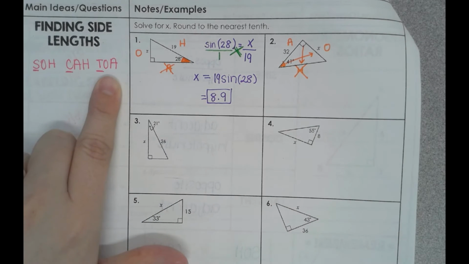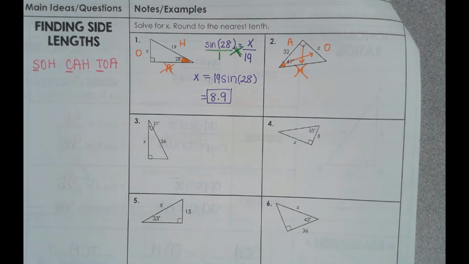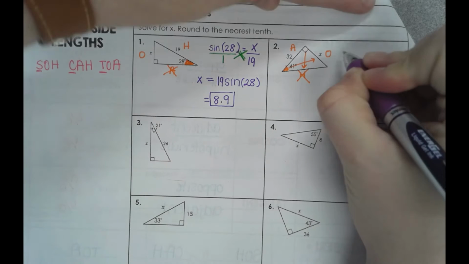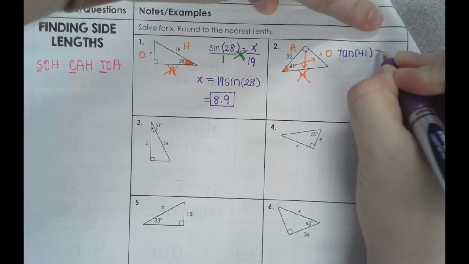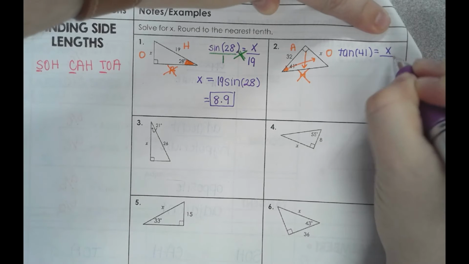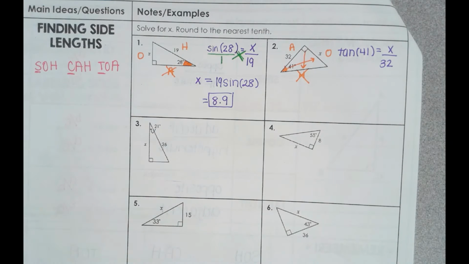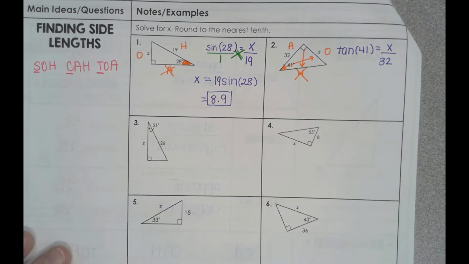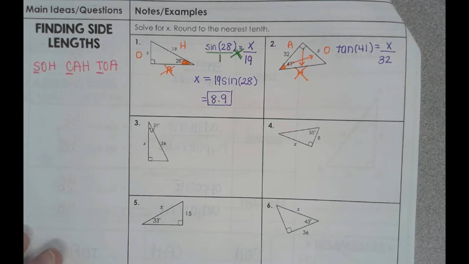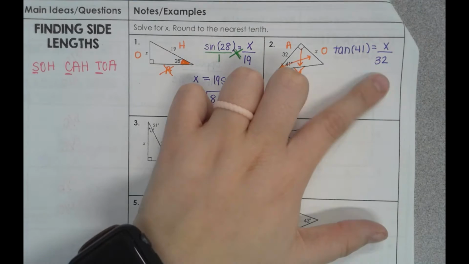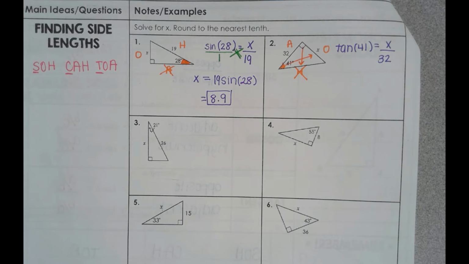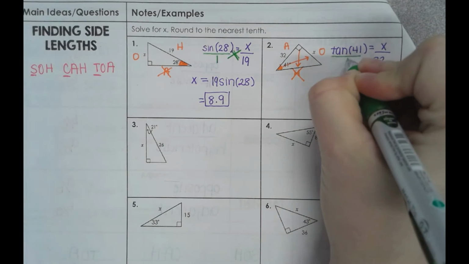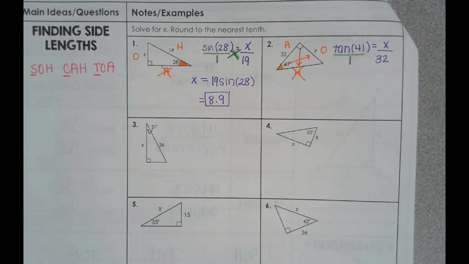And so that's going to be tangent because tangent uses O and A. So tangent of 41 equals x over 32. You won't always multiply these two. If the x is on the bottom, it's a little different. We'll get to some of those examples. So still try to, if you always put it over 1 and you always do it that way, then you won't mess up.